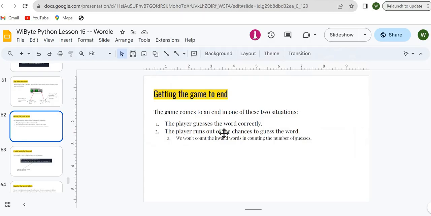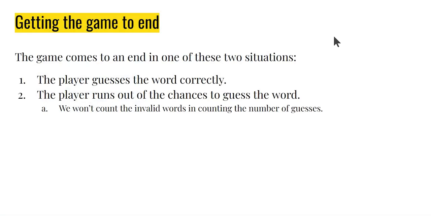Now, really, the game comes to an end in one of these two situations. Number one, the player guesses the word correctly, which happened here, or the player runs out of chances to guess the word. In both cases, the game must get over. In one case, we can say player won. In one case, we say player lost. However, just to be a little bit balanced here, we won't count the invalid words in counting the number of guesses because that's how even the Wordle works. In either of these conditions, we would want to give a message to a player, like you won or you lost. Let's see how we do all of this in code.